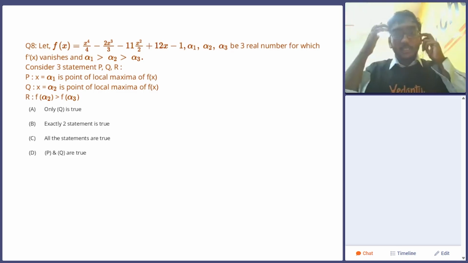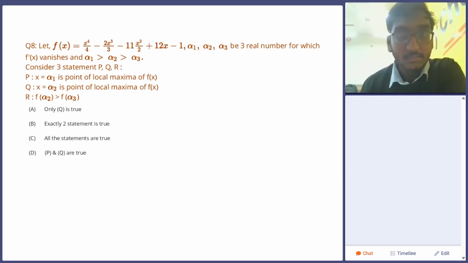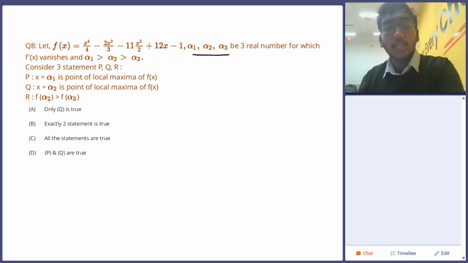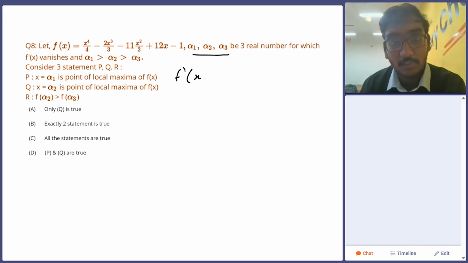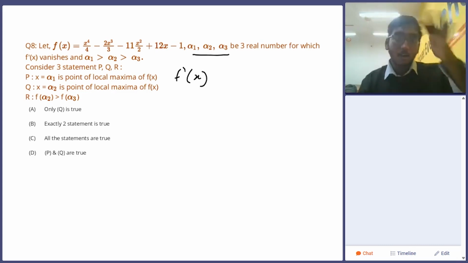This question is from maxima minima. They have given some function, and they have given that alpha 1, alpha 2, and alpha 3 are basically the roots of f dash of x, because f dash of x vanishes at these 3 points. That means these are the roots of f dash of x. First determine f dash of x, since alpha 1, alpha 2, and alpha 3 are points of maxima or minima.